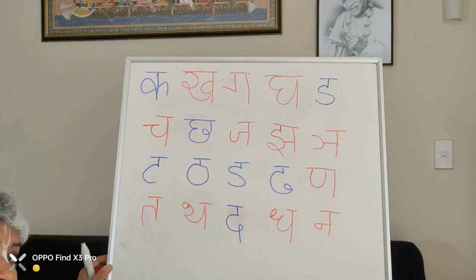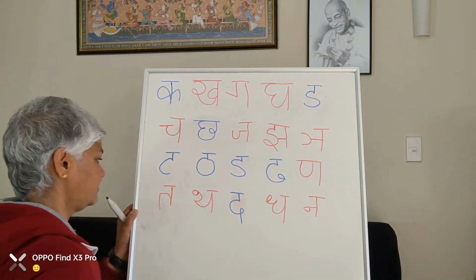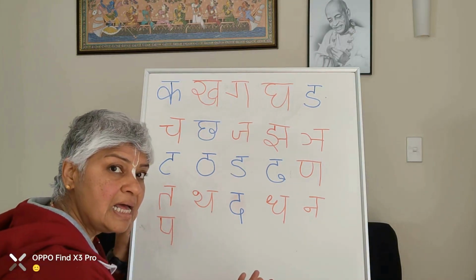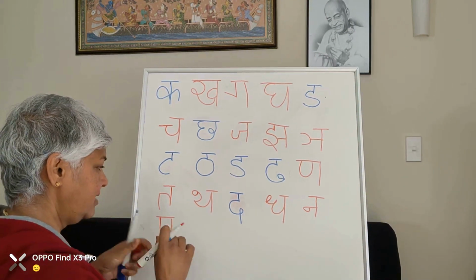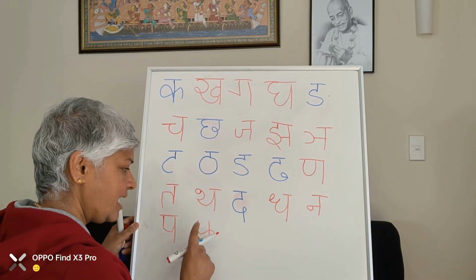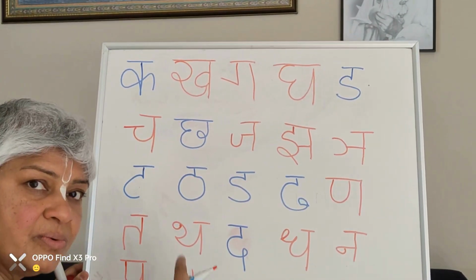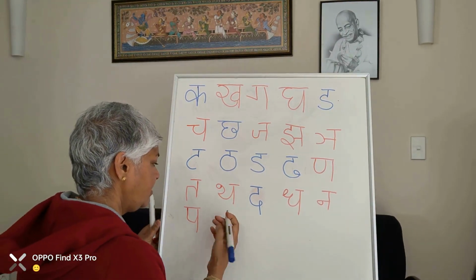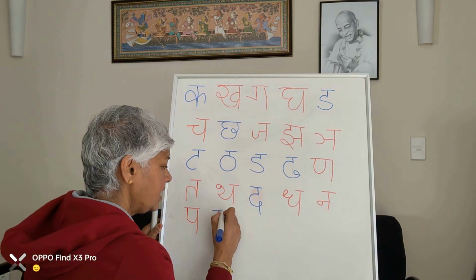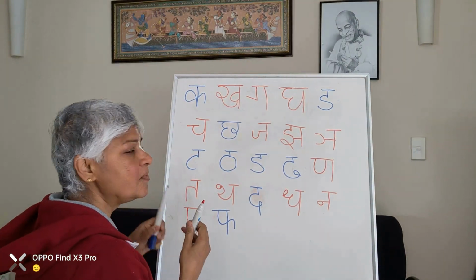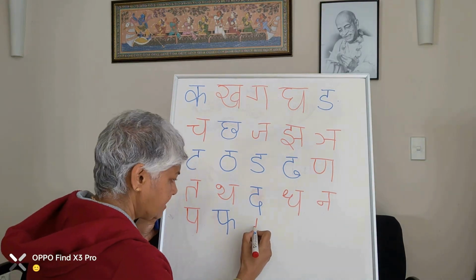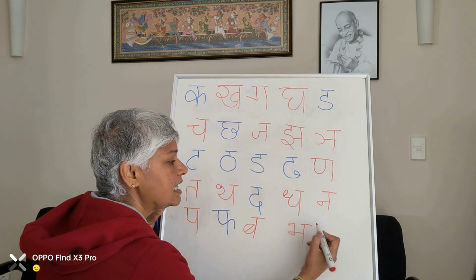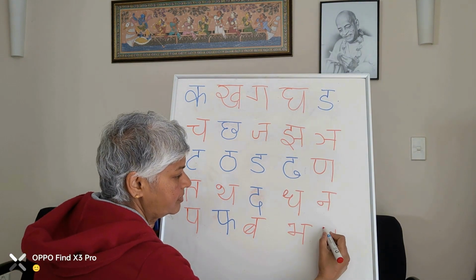Now we come to which varga? P. Does P have a line? Think about it. Does it have a line at the end, or is it a line going through? It's a line that's going through. So Pa does not fit this category, right? What about Ba? Yes. Bha? Yes. And Ma. Very good.